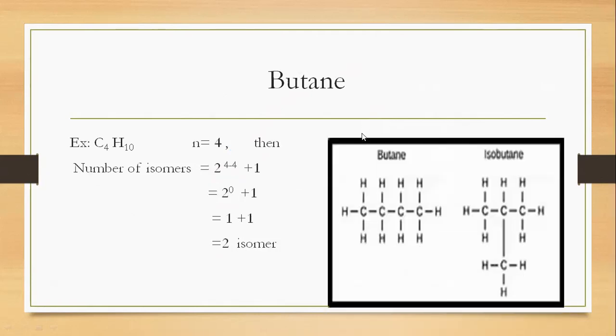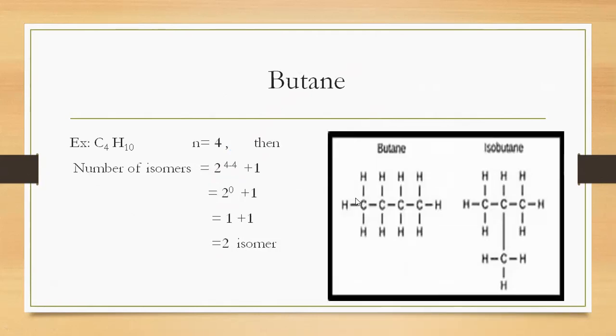See, isomers of butane are, one is normal butane and isobutane. You try to write any other, you cannot get any other forms. Only these two will be there. So only two isomers for this, and our formula applies here also.